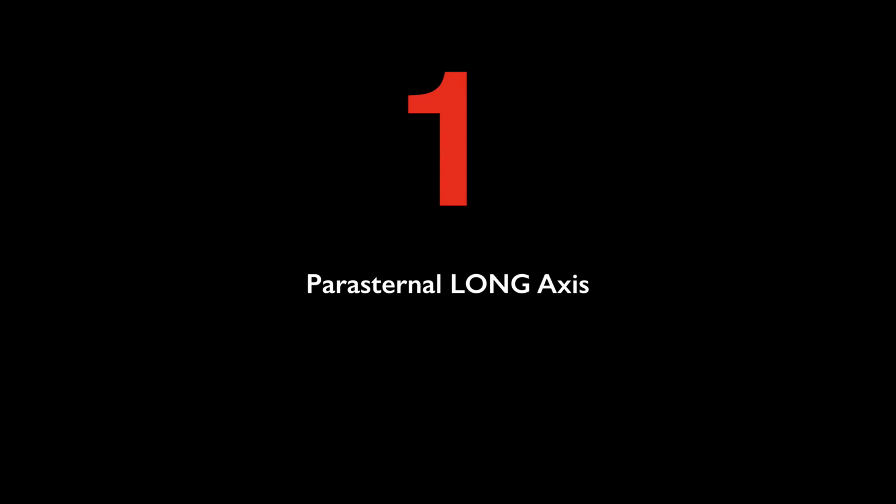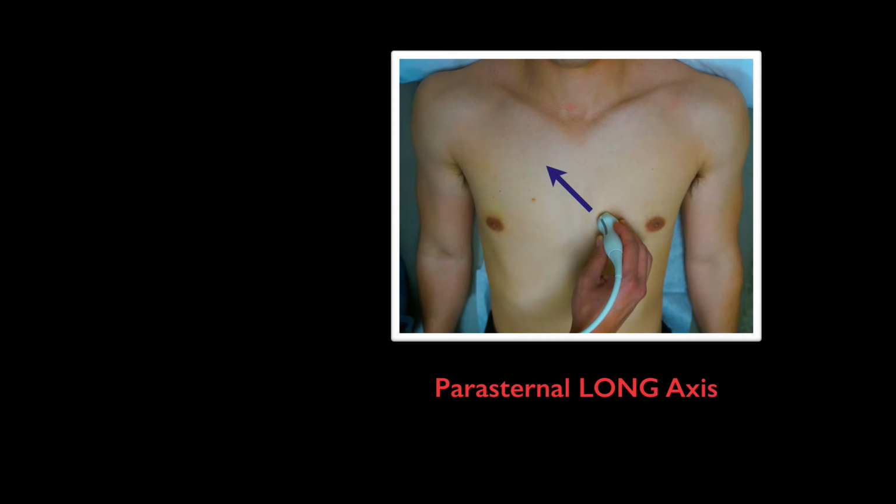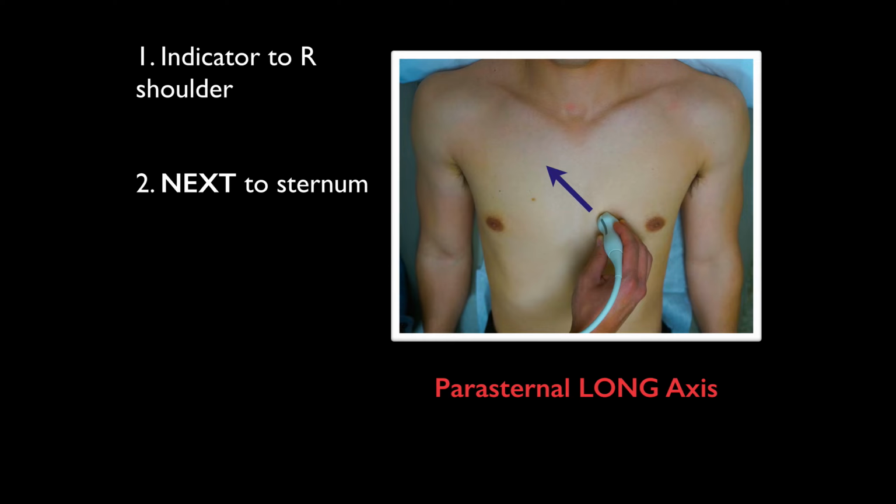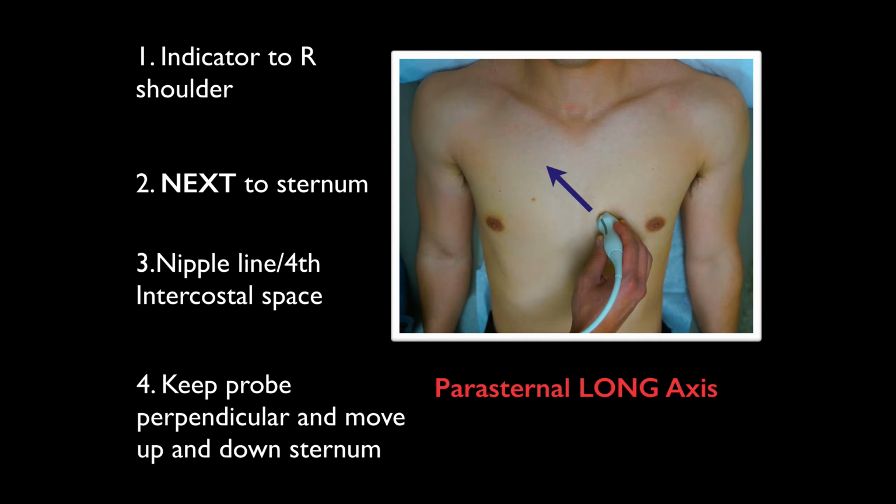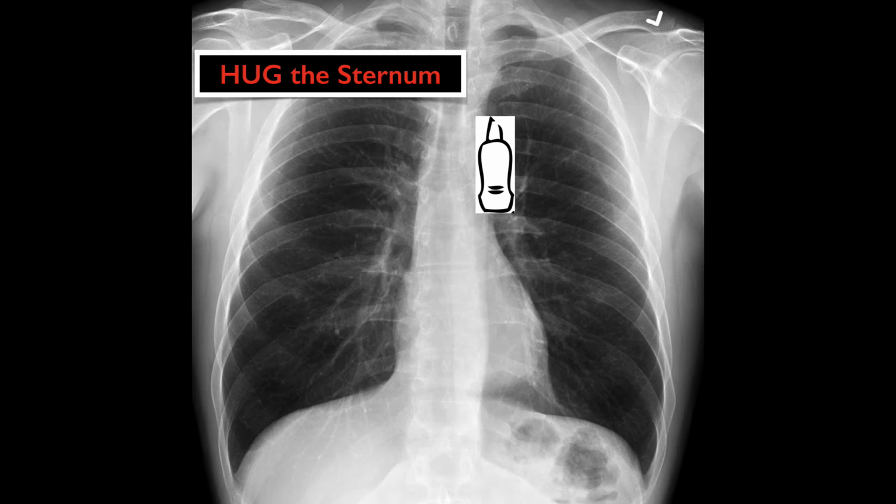The first one is going to be the peristernal long axis view. Like we said before, the indicator, as you can see, is pointing towards the patient's right shoulder, and it's next to the sternum, hence the word peristernal. You're going to start right at the nipple line around the 4th intercostal space, and make sure you keep the probe perpendicular to the skin, and you can move up and down next to the sternum.